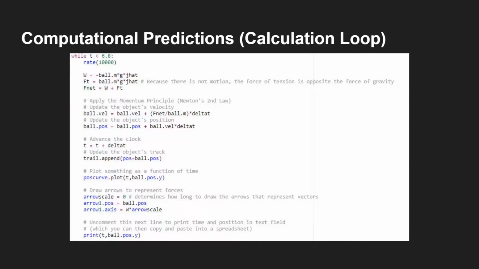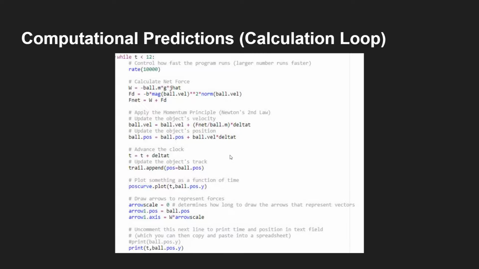This is part of the calculation loop that updates the position over time, and this part does it for when there is no motion. So we take the force of gravity downwards, so negative 9.8 times the mass, and then the force of tension, which should be 9.8 times the mass because there's no movement, so the two need to add up to give zero net force. So that's how we know what the force of tension is. And then when there's no net force, there's no change in velocity, and when there's no velocity, there's no change in position.